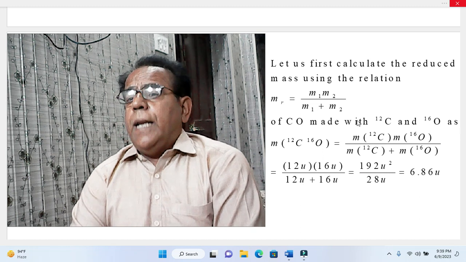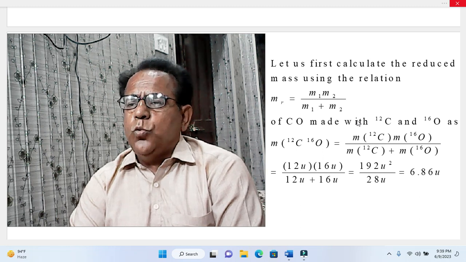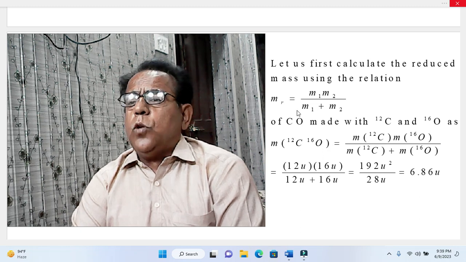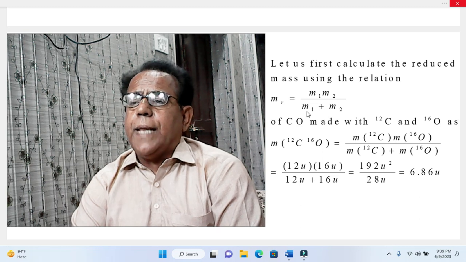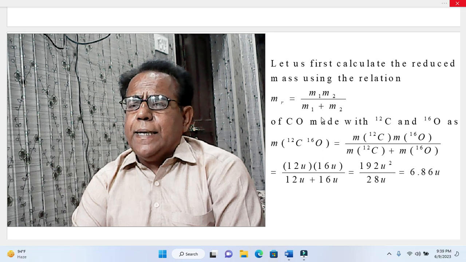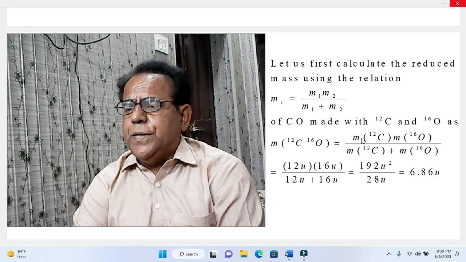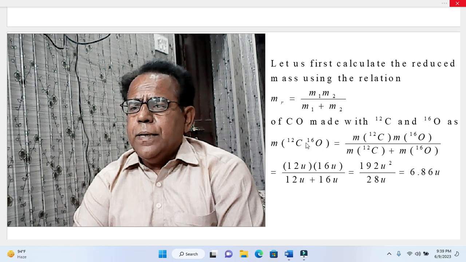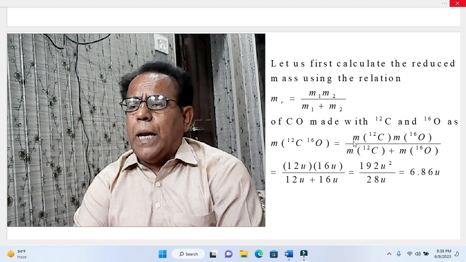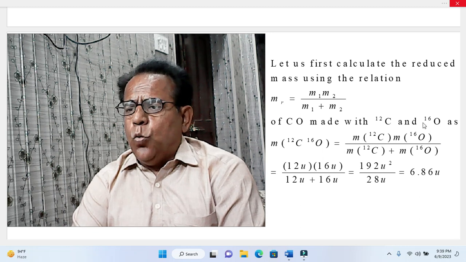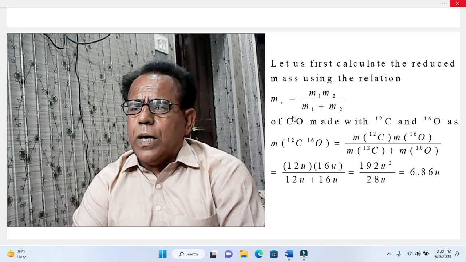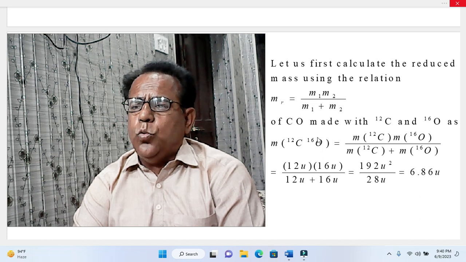Let us first calculate the reduced mass using the relation reduced mass M_R, where R is written as a subscript of M, is equal to M1 M2 over M1 plus M2, that is, product in the numerator and addition in the denominator, of carbon monoxide made with C12 and O16. M of C12O16 is equal to M of C12 times M of O16 divided by M of C12 plus M of O16. We have applied this formula.